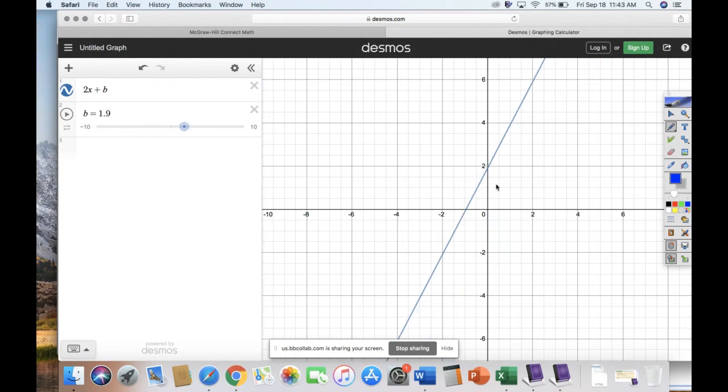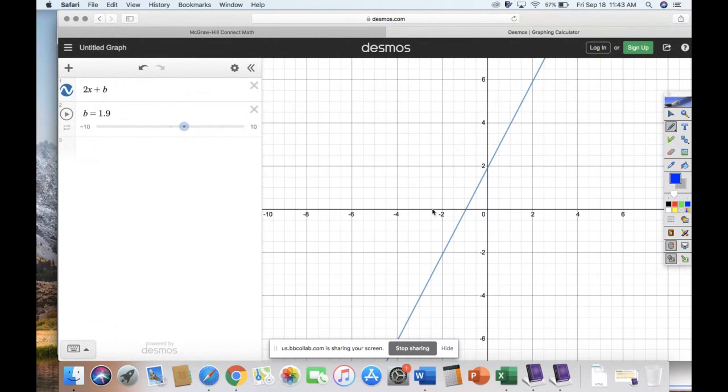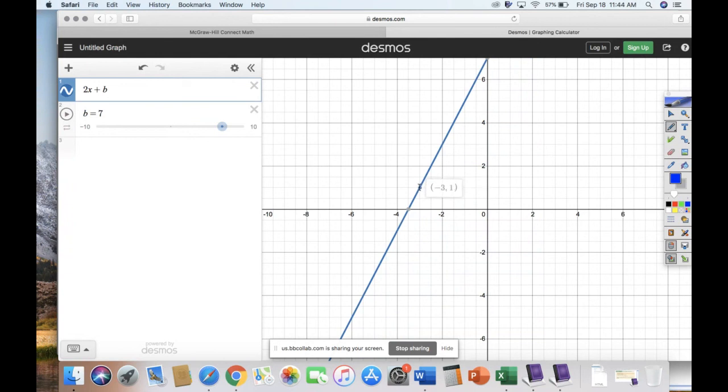Well, the point (-3, 1), let me zoom in a little bit. Anyway, the point (-3, 1) is right here: 1, 2, 3, (-3, 1) is right here. I want this slanted line to go through this point. Well, right now it doesn't. But as I move the line towards it, as b increases, it's getting closer to this point. Notice at b equals 7, it goes through the point (-3, 1). There it is. This is the equation y equals 2x plus 7. That's the correct answer. How do we get there, though, without using Desmos?